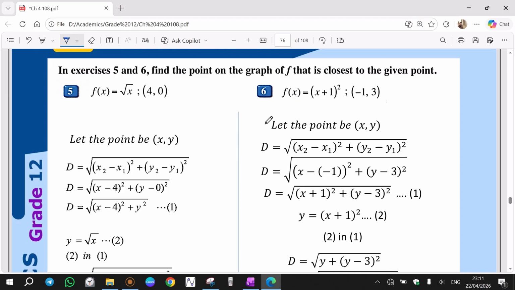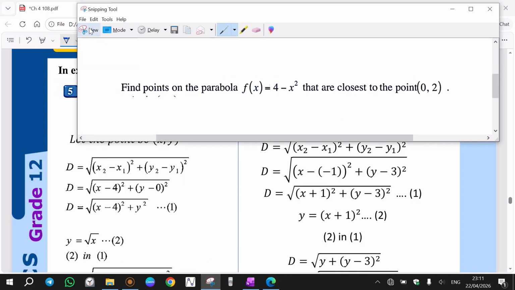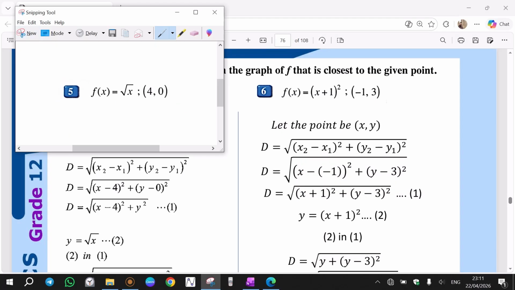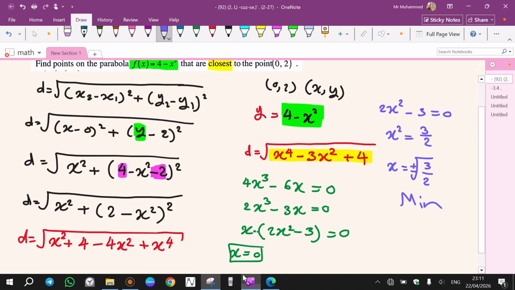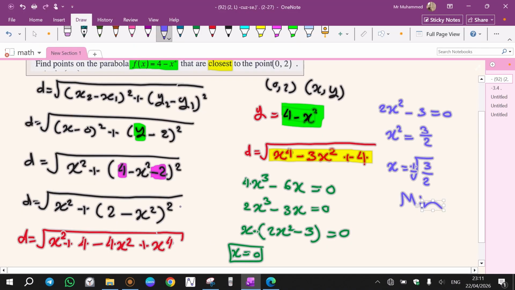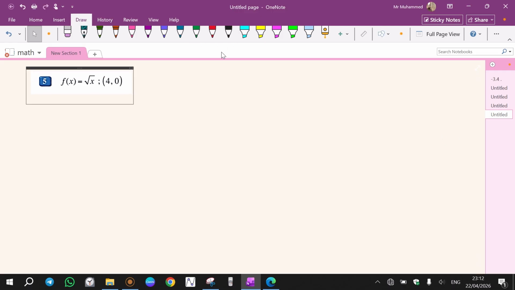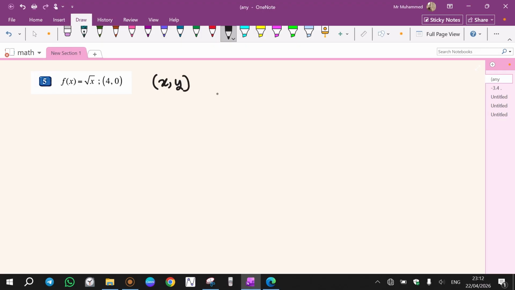Kind of, they all have the same idea. All of them. Let's do question 5. Again, the question says find the closest point or shortest distance. Question 5. Let's begin. Again, we have 2 points. One of them is x, y, unknown. The other one is 4, 0.